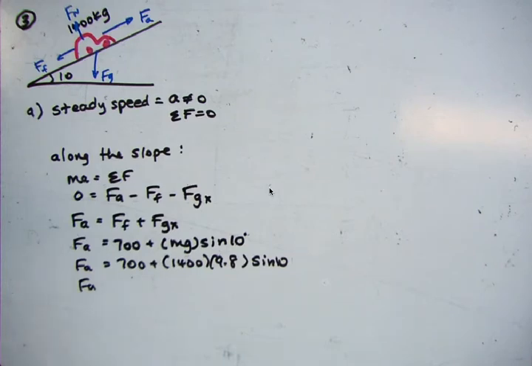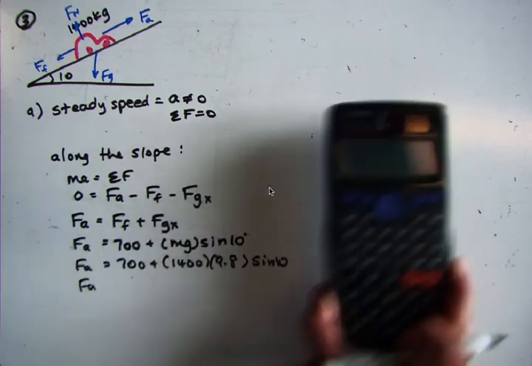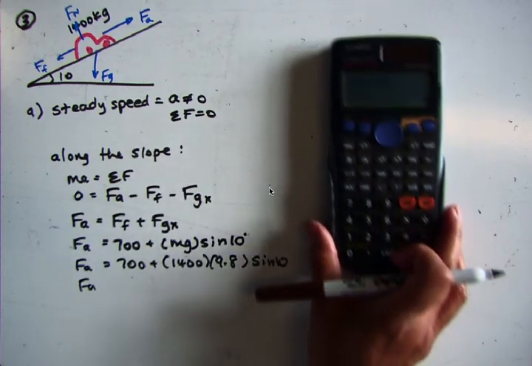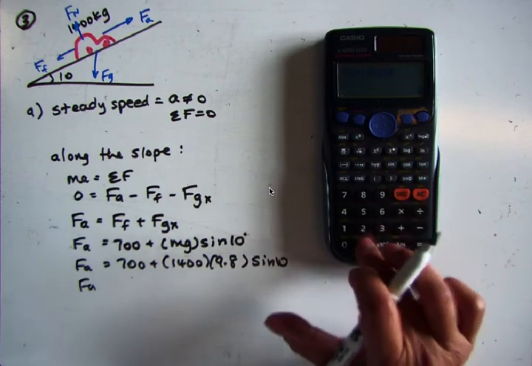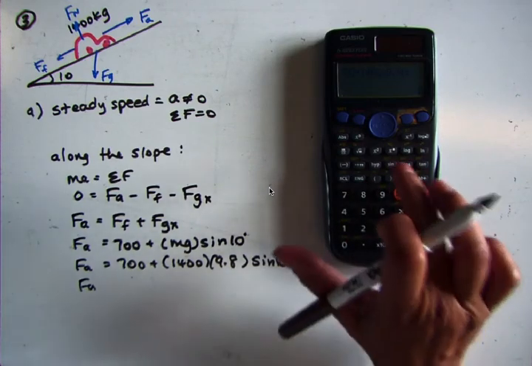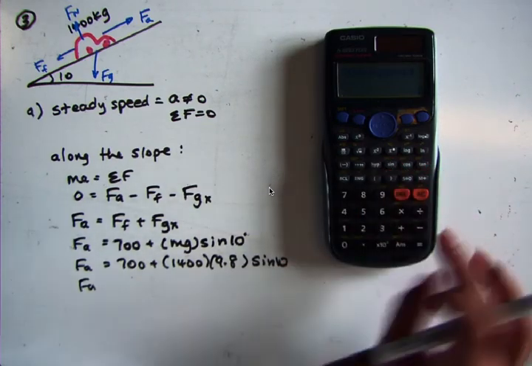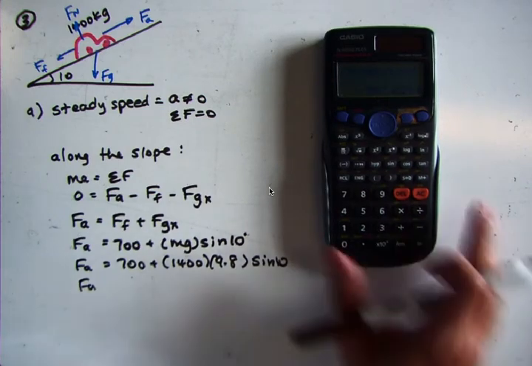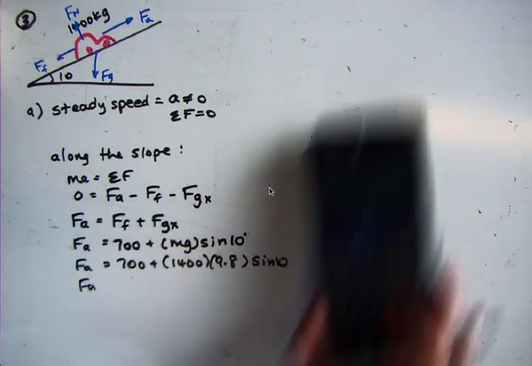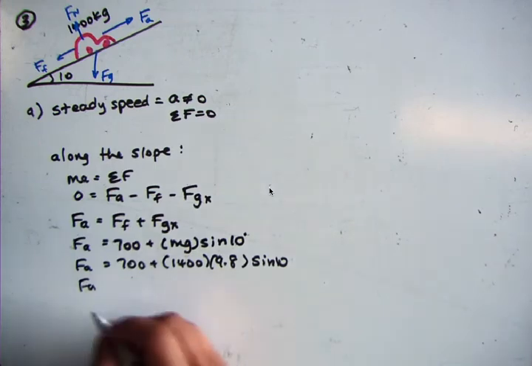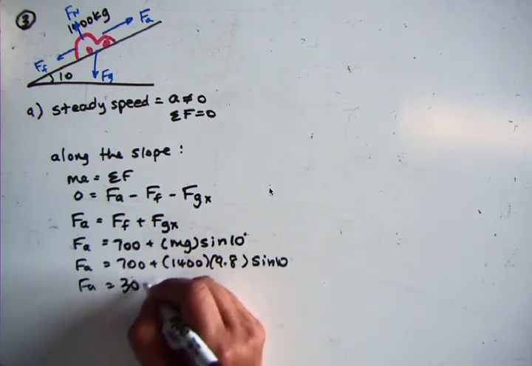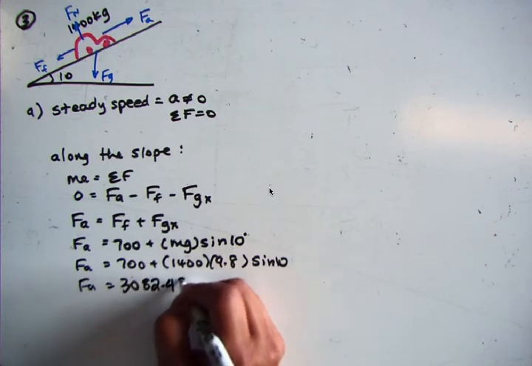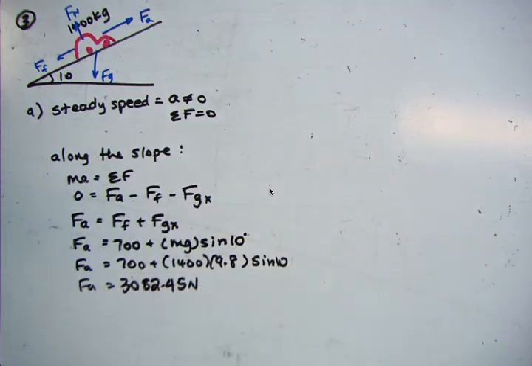Let's just do it quickly. Bear with me. 700 plus 1400 times 9.8 times the sine of 10. And that's going to equal 3082. It's a terrible calculator. 3082.45 newtons. Okay, so then what do we do with that?